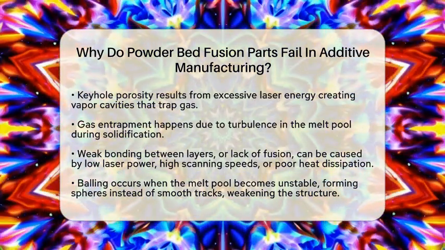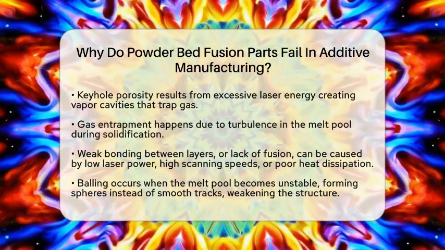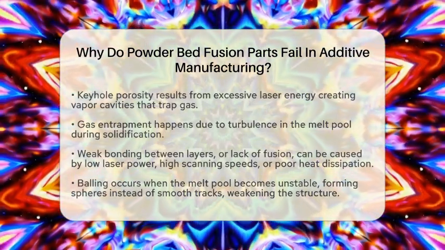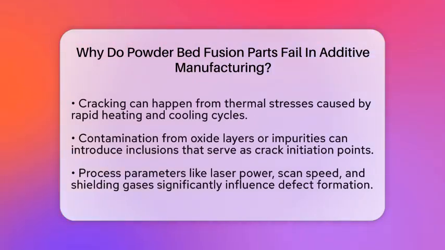Another issue is balling, where the molten metal forms spheres instead of smooth tracks. This occurs if the melt pool becomes unstable, leading to uneven surfaces and poor layer bonding. It weakens the overall structure. Cracking can also happen because of thermal stresses. When the part heats up and cools down quickly, it can develop cracks, especially in materials sensitive to temperature changes.